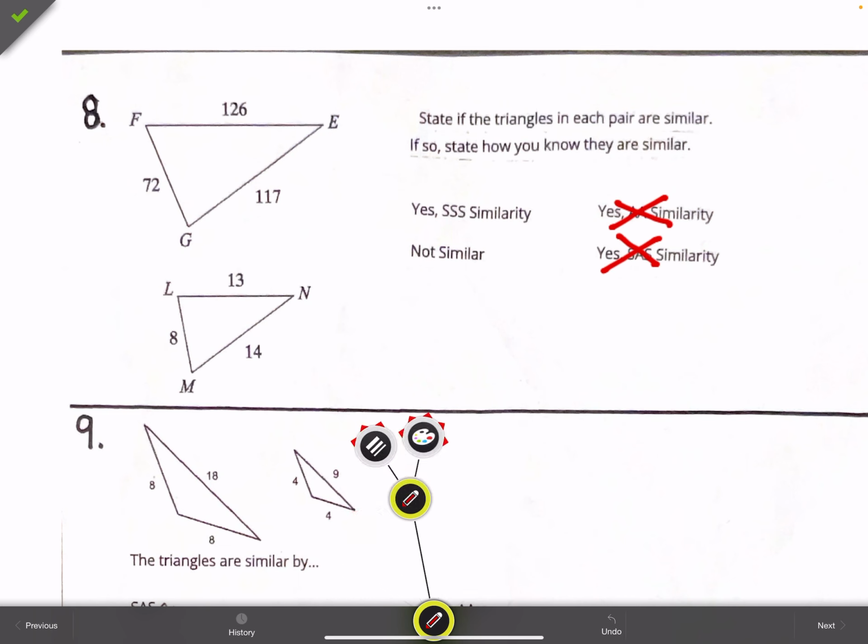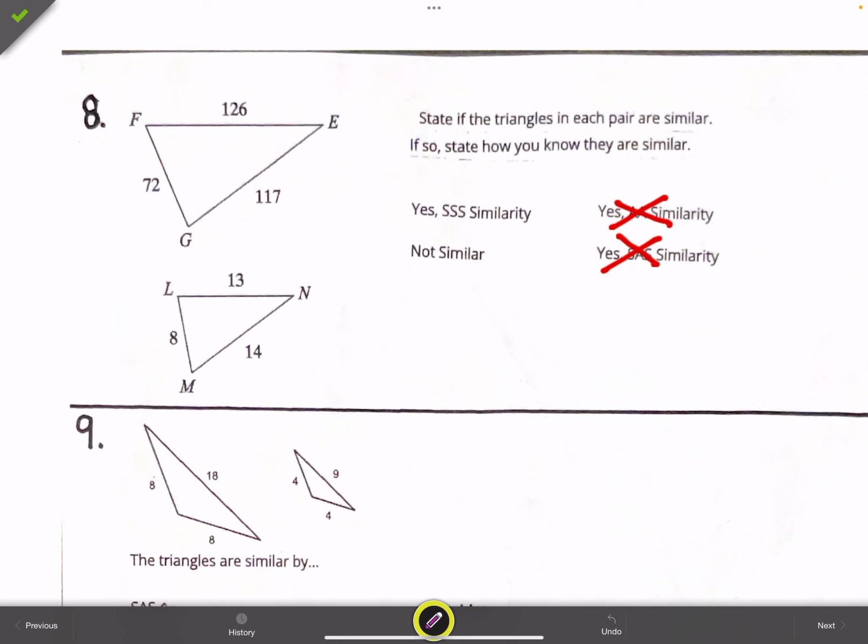Side, side, side is your proportion. So is side, angle, side when we get there. So again, it does not matter which triangle you start with. Depending on which one you start with, your fractions may look a little different than your neighbors. But you should all come to the final conclusion of whether or not they're similar. So I always start with the first one. So I'm going to start with the bigger one.